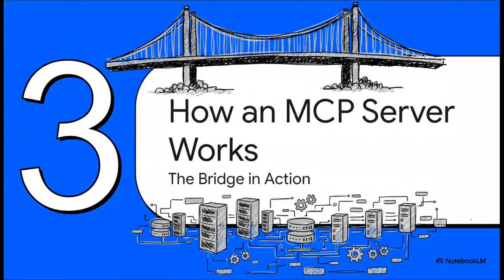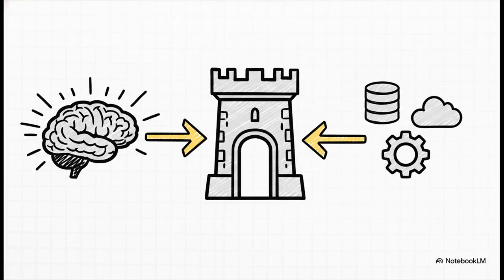Okay, so we've got the what and the why. Now for the fun part, the how. How does this bridge actually function? Well, it all revolves around one central piece of the puzzle, something called the MCP server. Yeah, the best way to think about the MCP server is as a security guard or a gatekeeper. It's a service that runs in the background, standing right between the AI model and the rest of the world. And its job is to manage three core things the model might need.